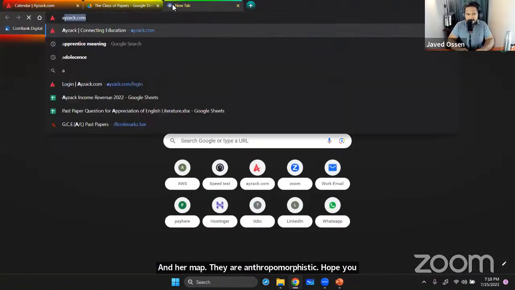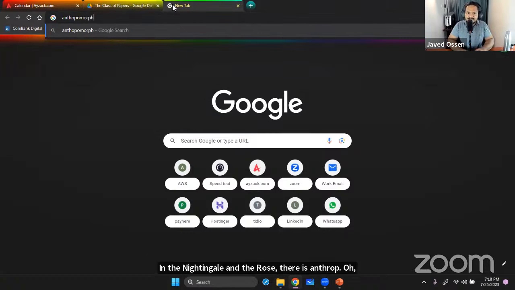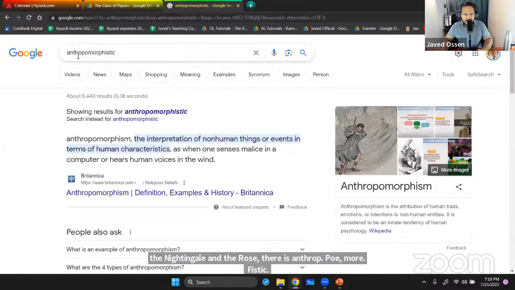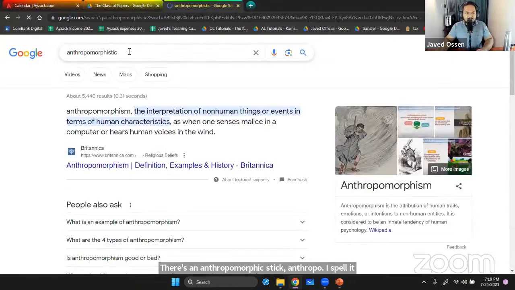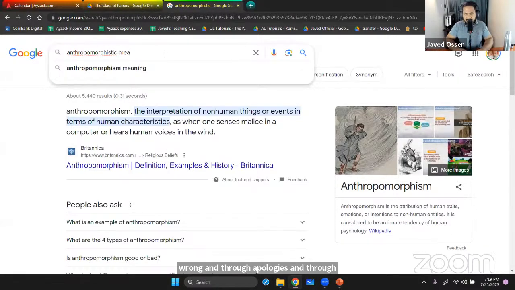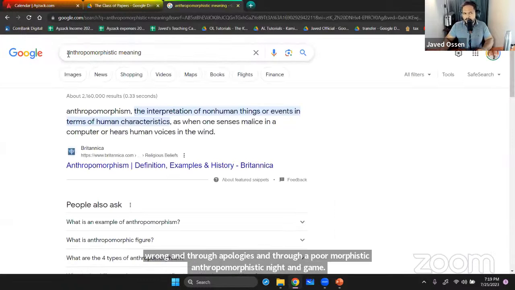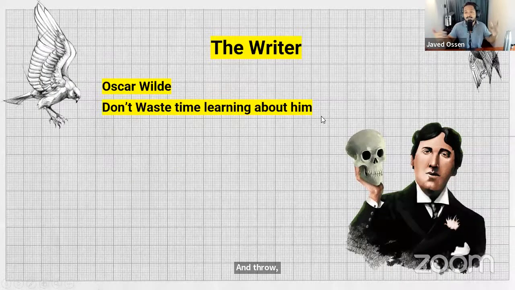In the Nightingale and the Rose, there is anthropomorphism. I spelled it wrong. Apologies. If you forget the word, don't worry. It's not very important at all. It's a very easy word to spell, right? There is anthropomorphism in the Nightingale and the Rose. Why not, Ammar? Genius you are.